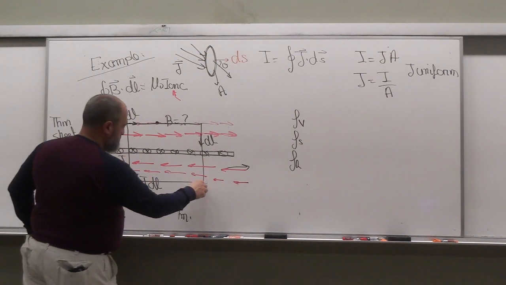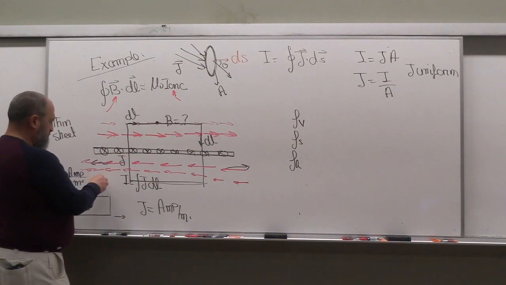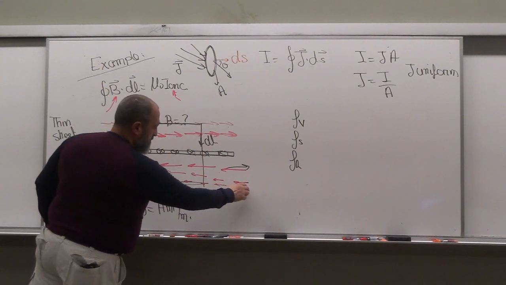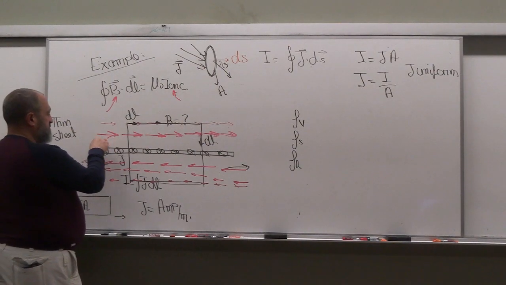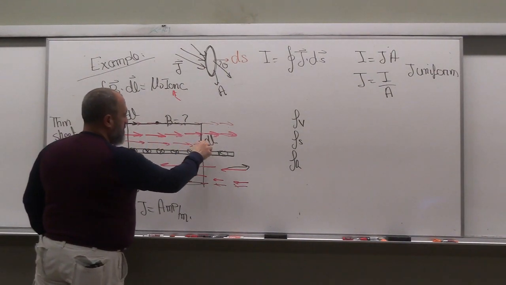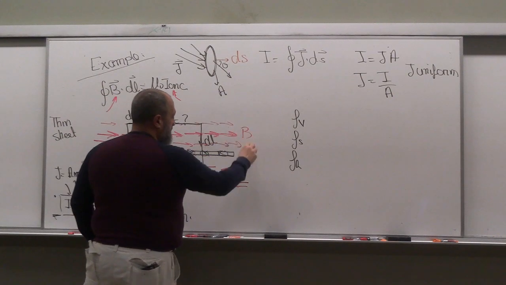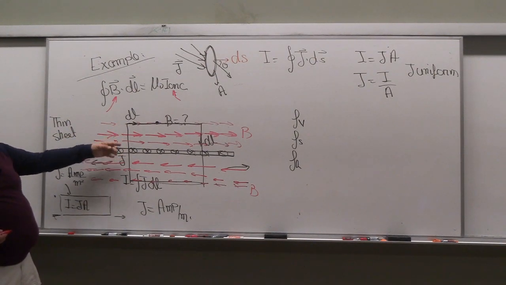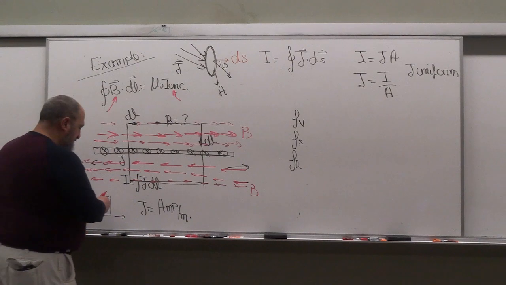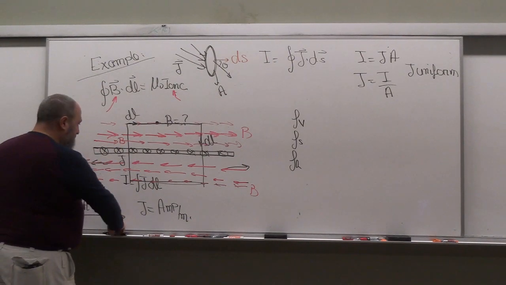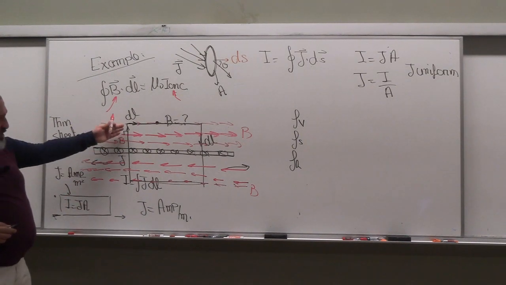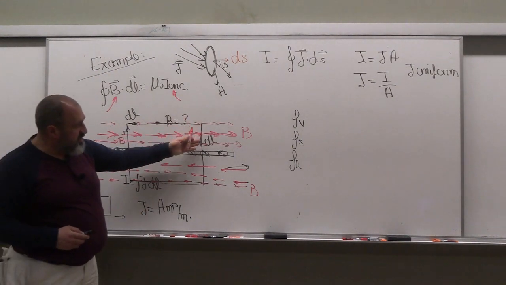Let me complete the picture. Do one more here for fun. This is B, and this is B. And what we've done now is we've created our loop over which the line integral is 0 here, because B is this way, and dl is that way, and B dot dl is B dl cos 90, which is 0. 0 here, 0 there, 0 here, 0 there.